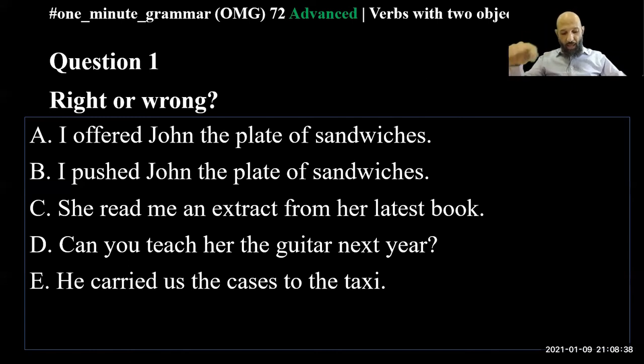So say, they donated money to the museum. Don't say, they donated the museum money. I'll say that again. They donated money to the museum, not they donated the museum money. So the rule is, most verbs that take two objects after them, we use the indirect object and then the direct object. But some verbs take the direct object and then the indirect object.